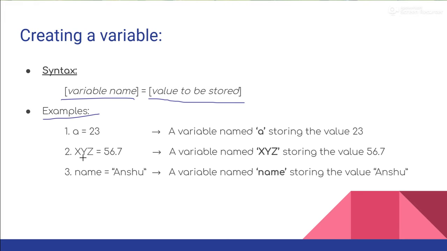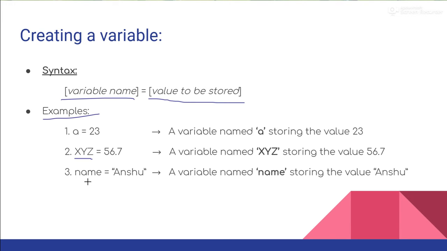Similarly, capital XYZ equal to 56.7. In this example, we are making a variable which is named capital XYZ, and it is storing the value of 56.7, a decimal number.